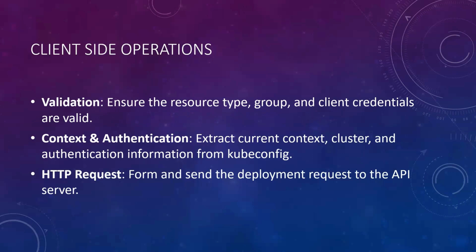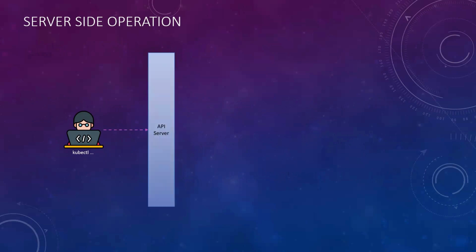So now it moves to the server side. What happens on the server side? As I said, you are deploying your application by running the kubectl command, whether run, apply, or create, and the API server receives the request, right? So here there are various actions done.